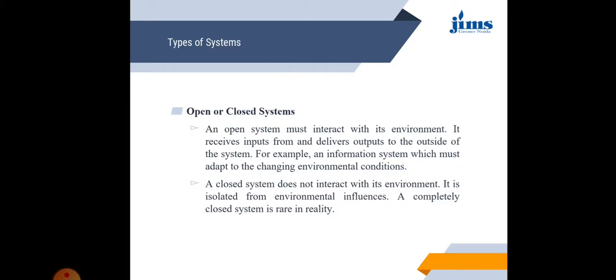The second one is the closed system. A closed system does not interact with its environment. It is isolated from environmental influences. A completely closed system is rare in reality. It cannot be done in reality because all systems are dependent on an environment in which they are used.